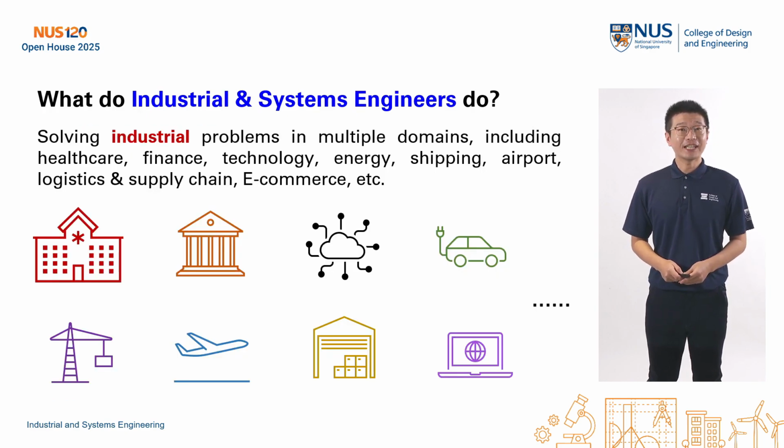And we are called industrial and system engineering because we are very passionate about solving industrial problems. The industrial problems that we solve lie in various domains and areas. For example, healthcare, finance, technology, energy, shipping, airports, logistics and supply chain, e-commerce, and many others.